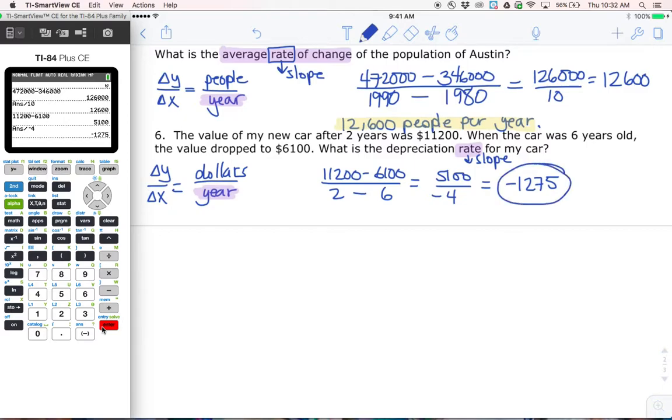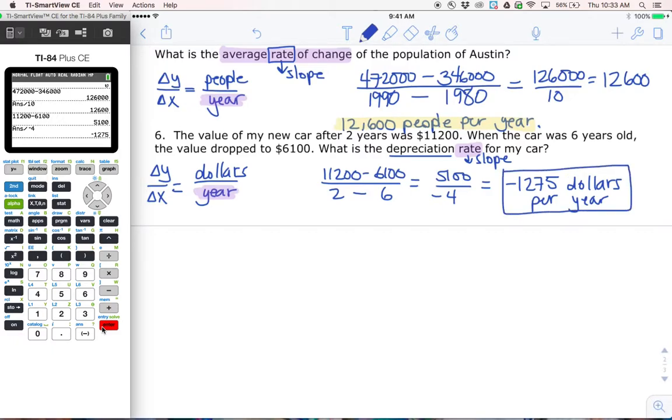Now stop and think for a second. Does it make sense to have a negative number in real life? Well, yeah, because this problem's talking about depreciation, right? The car is losing value. So the rate is negative there. So we're going to say negative $1,275 per year. And that's our answer.